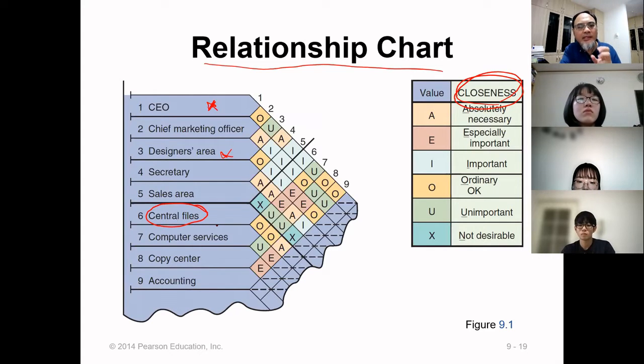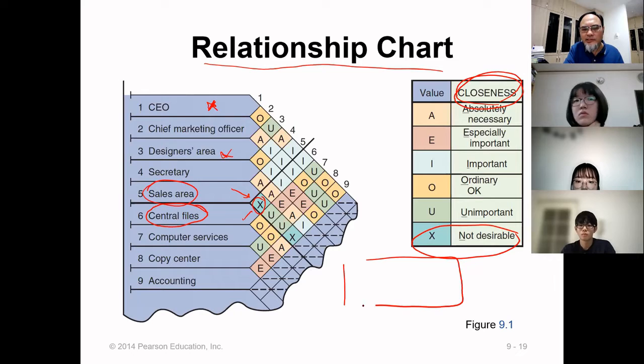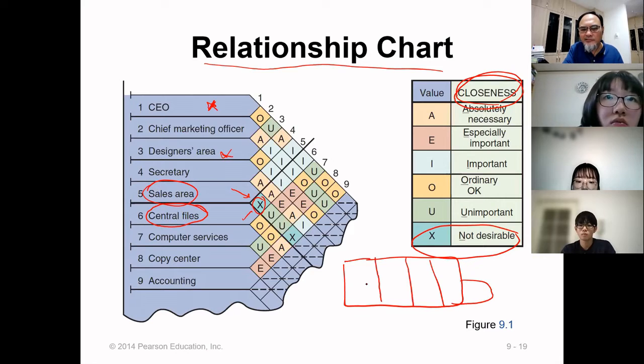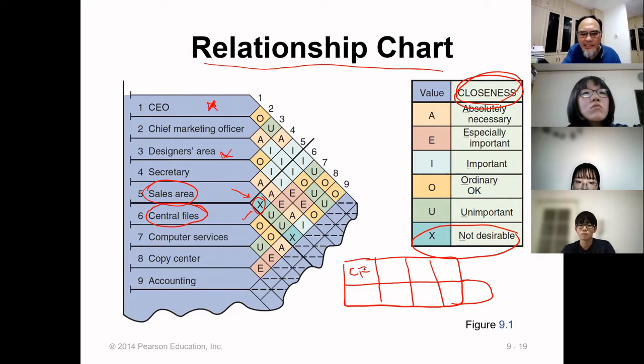For example, it says X between sales area and central files. So X means not desirable. So they don't want to put, for example, so this is the office. How many? 9. Okay, there are 9 places. So this is a central file. So what it does is that the sales area cannot be near. It can be here. So that's what it means. It means that it should be far away. X, far away.